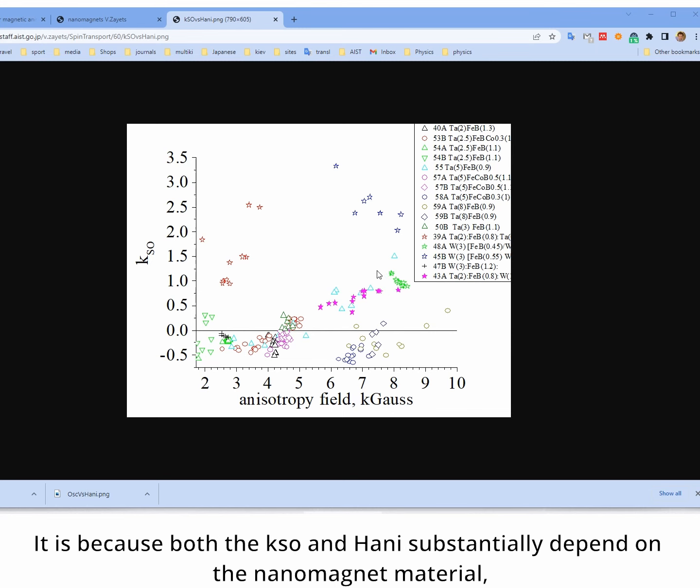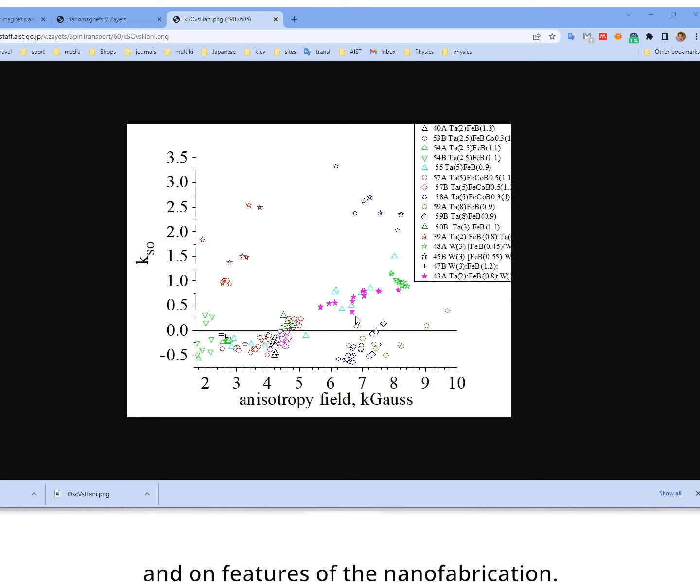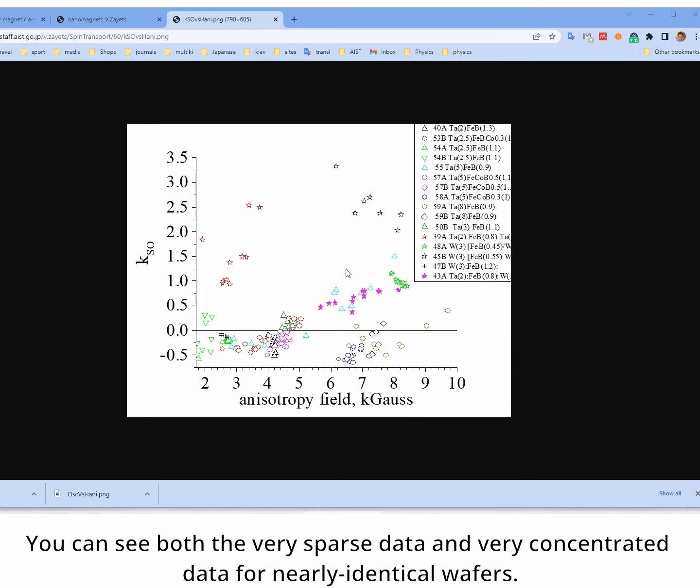It is because both the coefficient of spin-orbit interaction and anisotropy field substantially depend on the nanomagnet material, nanomagnet structure, sputtering and annealing conditions, and on features of the nanofabrication. I have tested different fabrication technologies. As a result, even for the same material and structure, there are good and not so good wafers. You can see both very sparse and very concentrated data for nearly identical wafers.